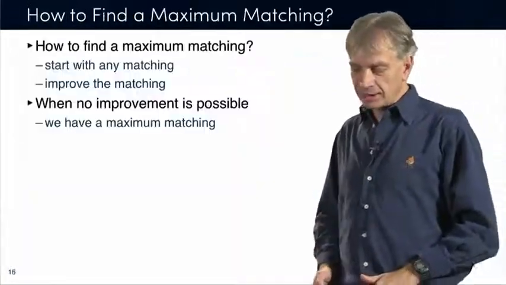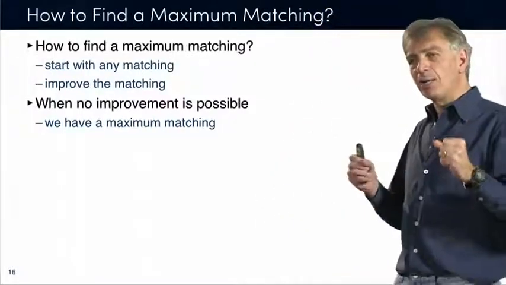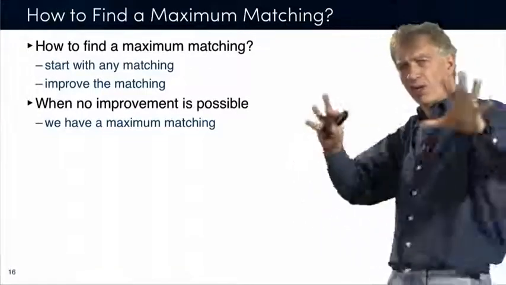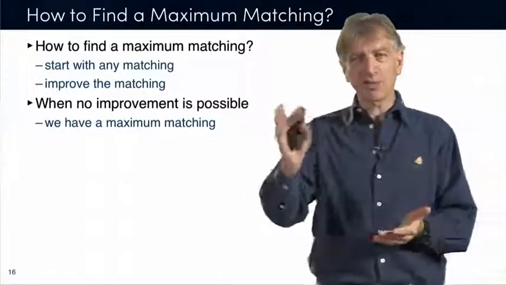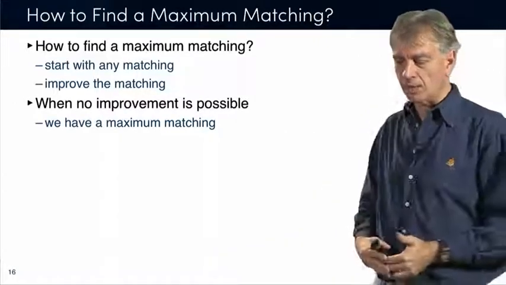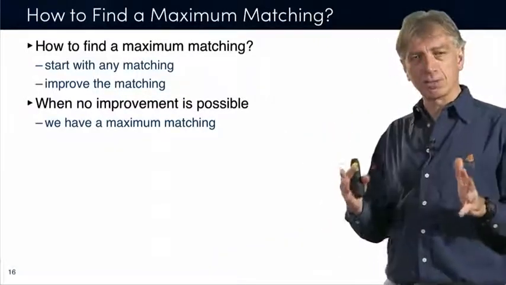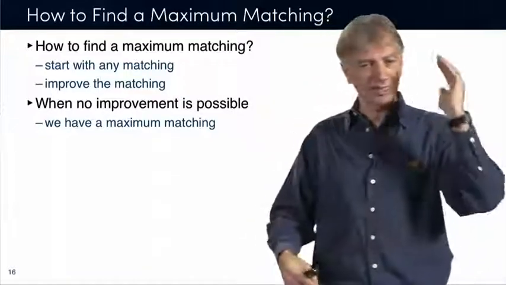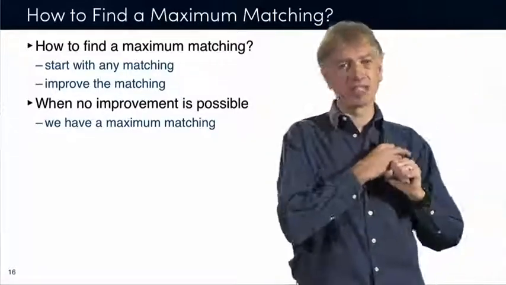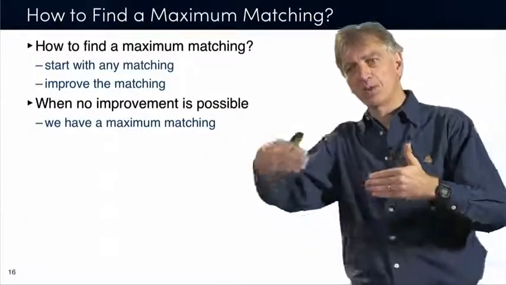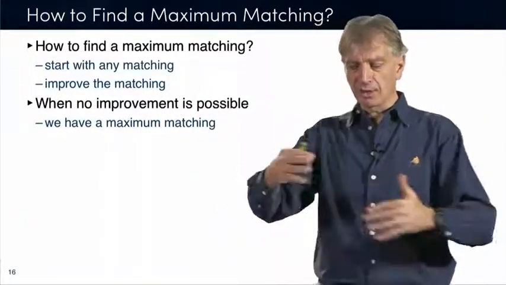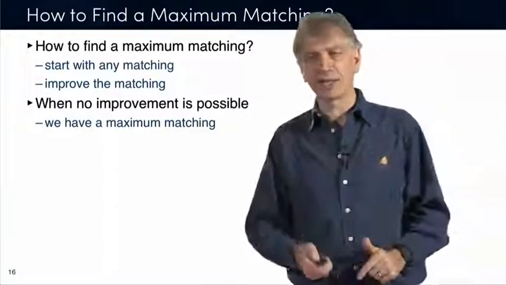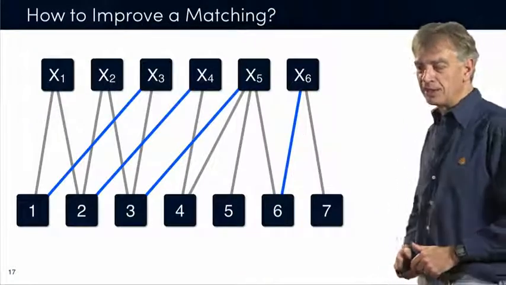So essentially, now I know that if I can find a maximum matching, I will be able to decide if the constraint is feasible or not. So how do I find this beautiful matching? I start with any matching, and then I'm going to try to improve it. When no improvement is possible, that basically means that I have a maximum matching. So it's a simple improvement algorithm. I start from any matching, maybe a matching with nothing in it, and then I improve it, and when I'm stuck and can't improve it, I know that I have a maximum matching. Of course, I haven't defined what it means to improve a matching, but I'm going to do that in the next slides.